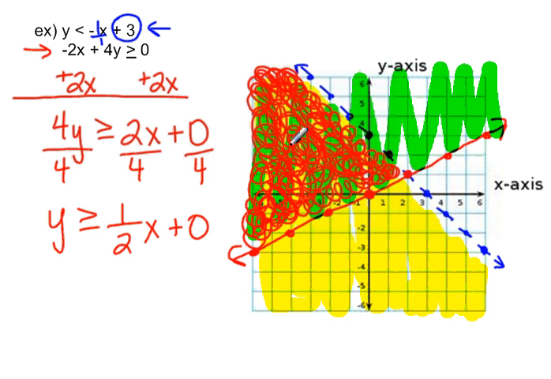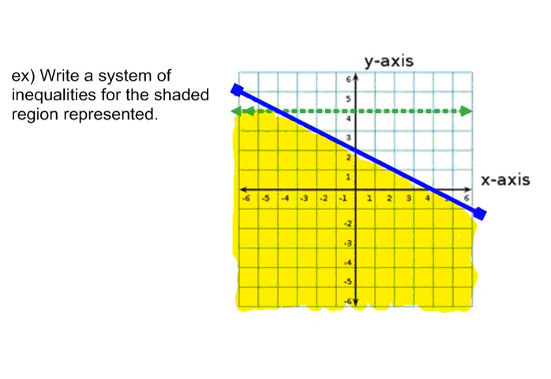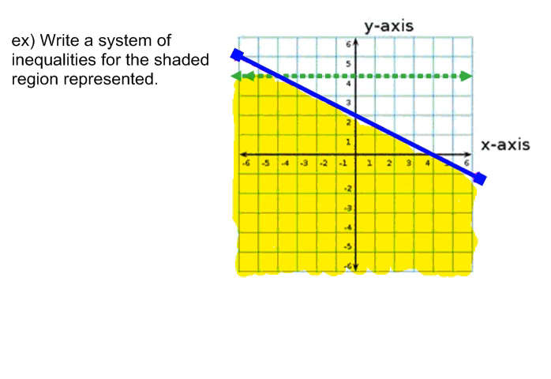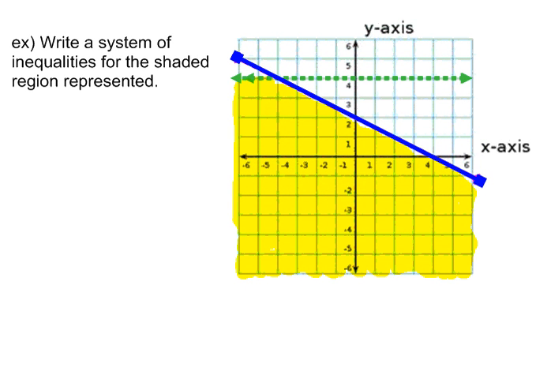What if I ask you to go backwards from that? What if I give you the picture and the solution set, and I want you to write a system of linear inequalities for the shaded region that's represented? Let's do that. Let's take this green line, and I'm going to work with it in green. It's a horizontal line, so who remembers how we would represent a horizontal line as an equation? If you said y equals something, that is absolutely correct.